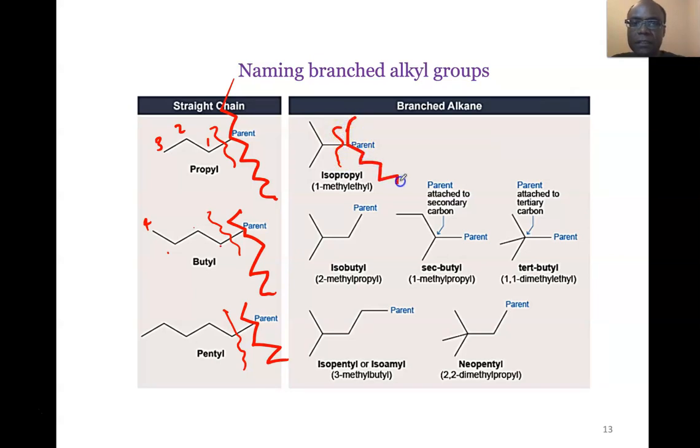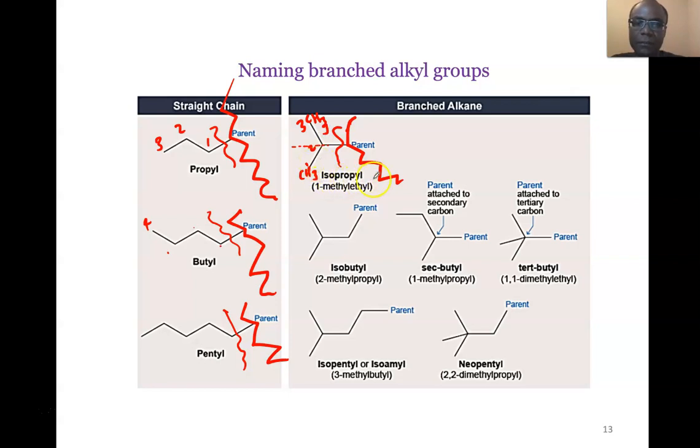If this is the longest parent chain, then this one becomes isopropyl, because I see there are 3 carbons, but the 3 carbon substituent is symmetrical, like the CH3 on top is reflected on the bottom.